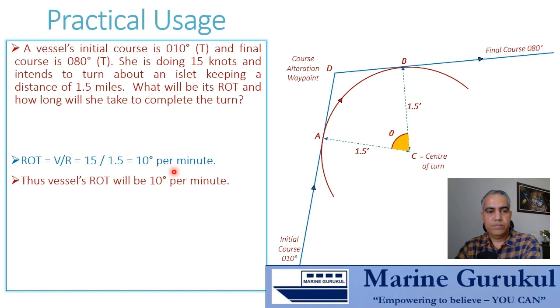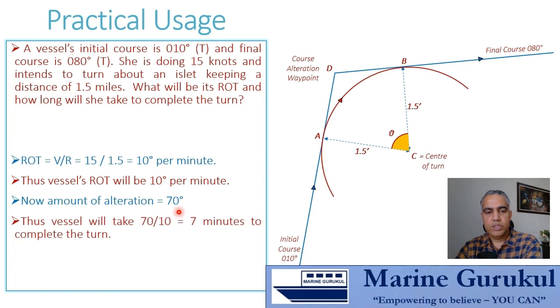Now we know that the vessel's rate of turn needs to be 10 degrees per minute to execute this turn. The amount of alteration which we have is 70 degrees. Initial course is 010 and the final course is 080 degrees. So the vessel has to alter by 70 degrees. Now the vessel is altering 70 degrees at a rate of 10 degrees per minute. So the total time which the vessel is going to take is 70 degrees divided by the rate, which is 10 degrees per minute, and it comes to 7 minutes.